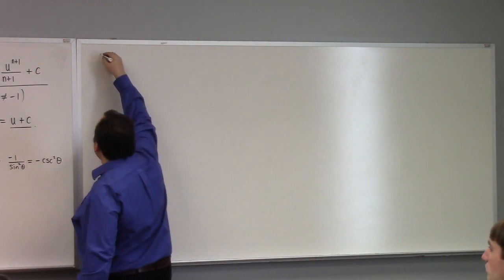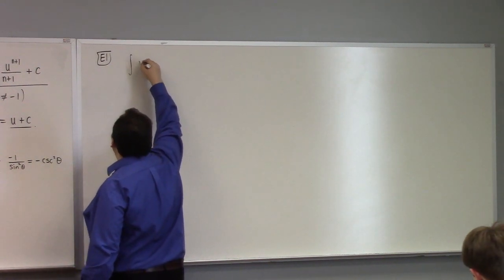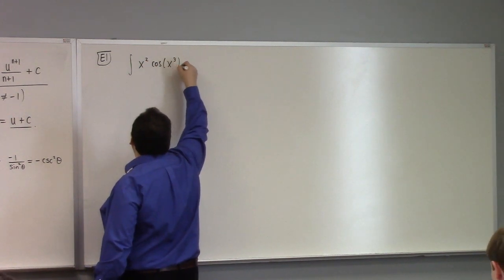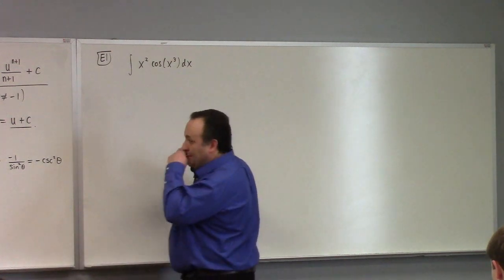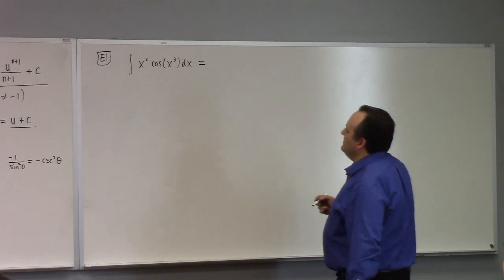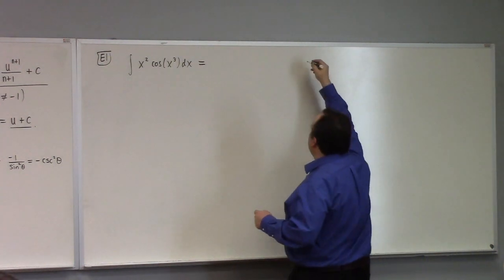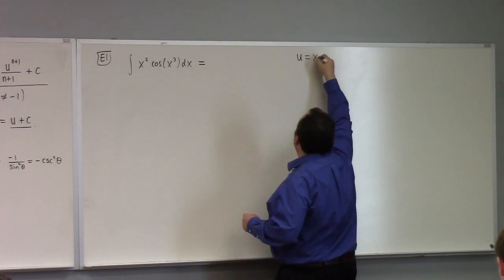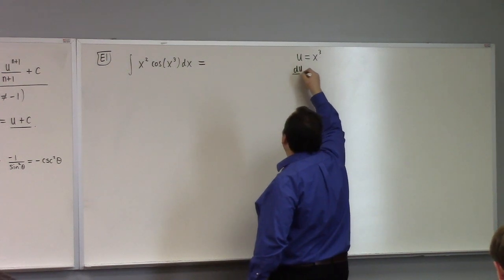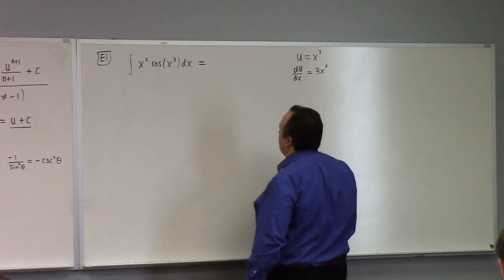Example 1. Suppose I'm up against the integral of, say, x squared cosine of x cubed dx. All right? So what we're going to do is we're going to go, I don't know how to do that. That's not one of these, right? Or is it? If we let u equal x cubed, then if we differentiate that, du dx is what? It's 3x squared, right?